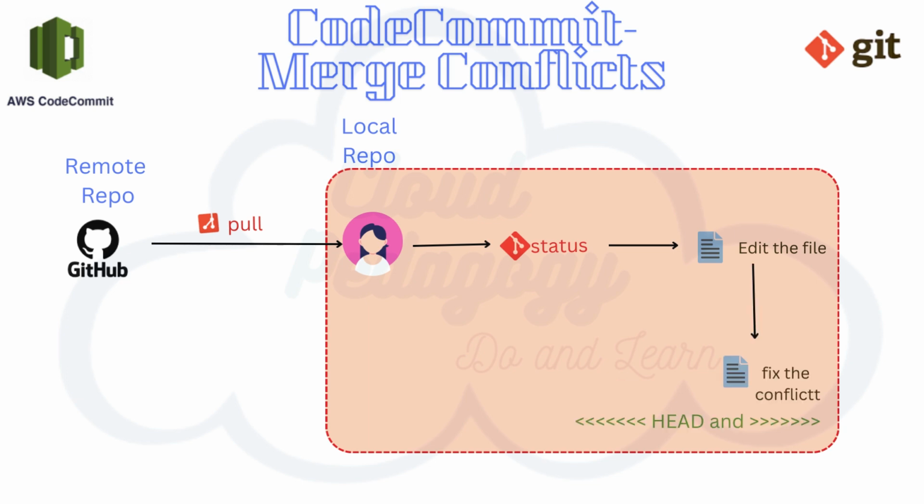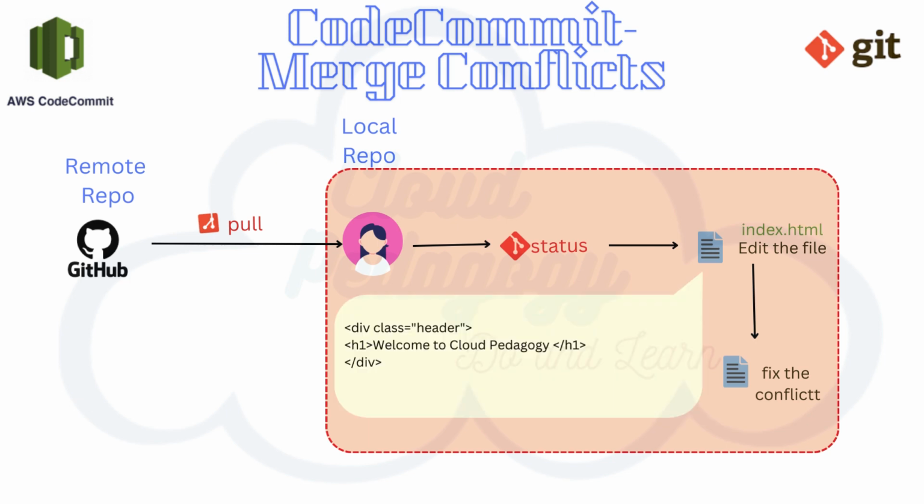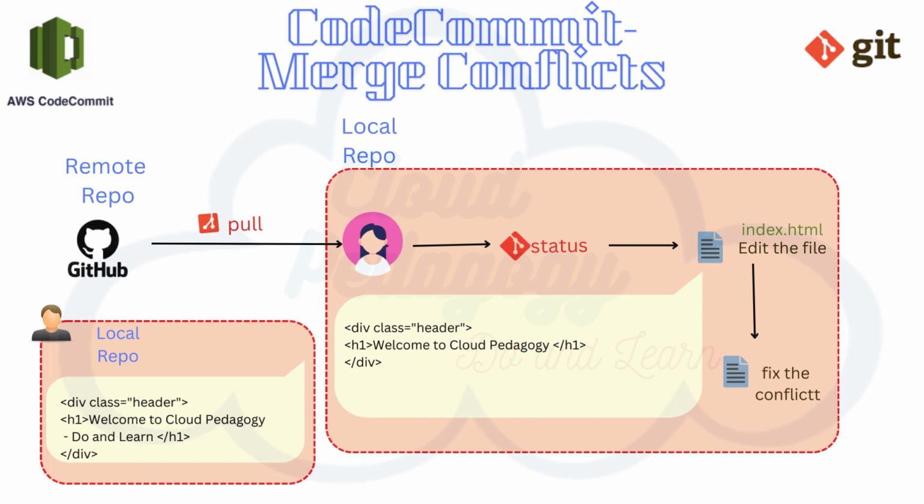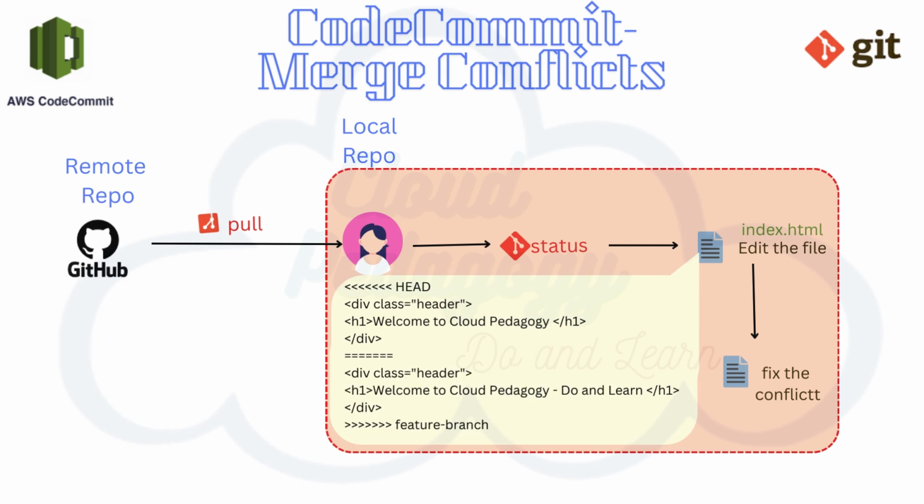The conflicting changes are marked by the text as shown on the screen. You need to choose which changes to keep and which to discard. Manually edit the file to combine the conflicting changes. So in this example, I have changed the website heading to Welcome to Cloud Pedagogy, while you have changed the heading to Welcome to Cloud Pedagogy, do and learn. Both changes have been added to the file. You can now decide which heading to keep or edit the file to combine the changes.